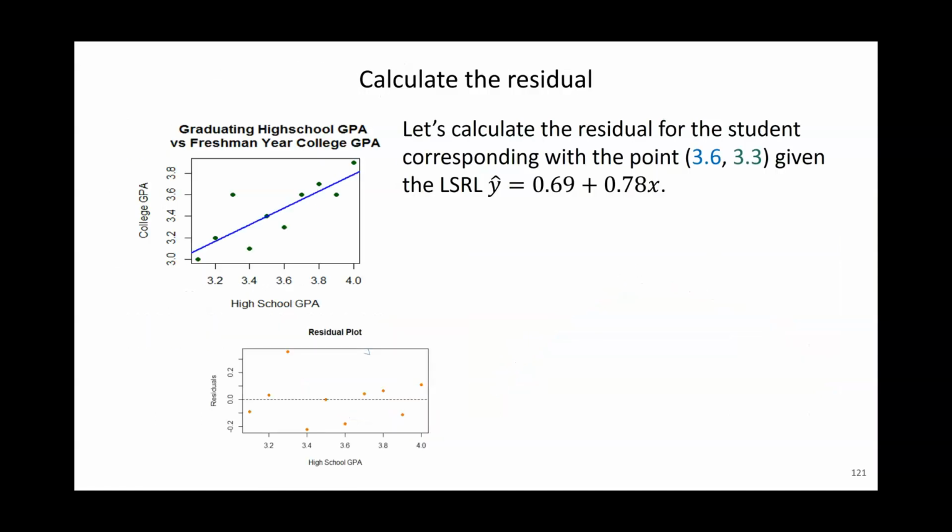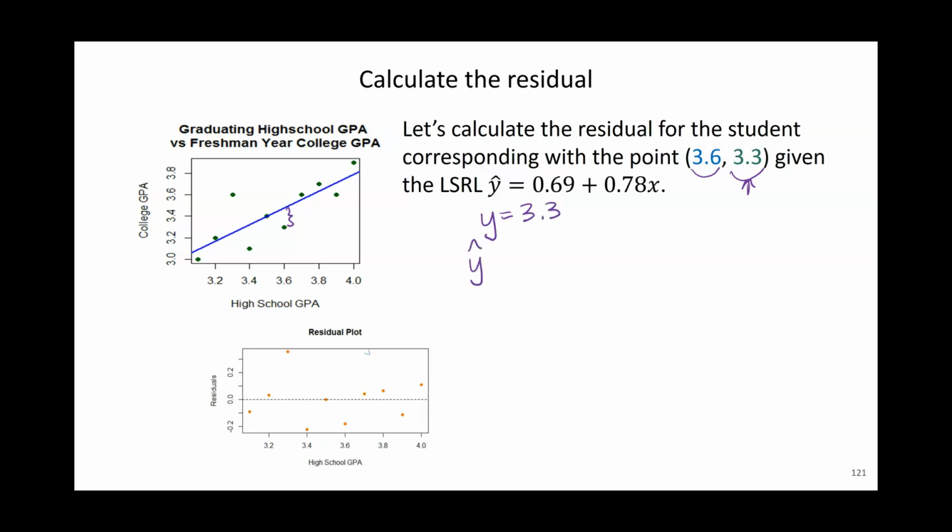So calculating the residual, we're going to stick with our high school GPA example. We have a student that had a 3.6 in high school and a 3.3 at the end of their first year of college. And we want to find the residual for that student. So right here, we're trying to find this distance. y is what was actually observed. It's right here, so it's that 3.3. They actually had a 3.3.